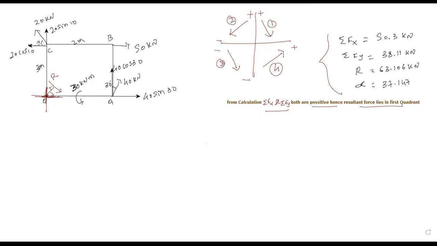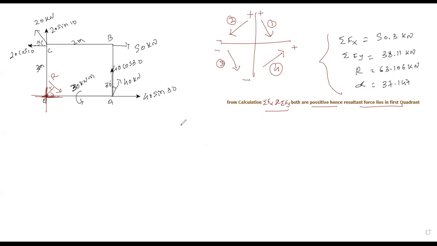What was the statement of Varignon's theorem? The moment of all the forces about a point in a force system must be equal to the moment of the resultant force about the same point. Now tell me, is there any word mentioned that it will be applicable for coplanar concurrent force or coplanar non-concurrent force? Tell me. It was not mentioned, okay.